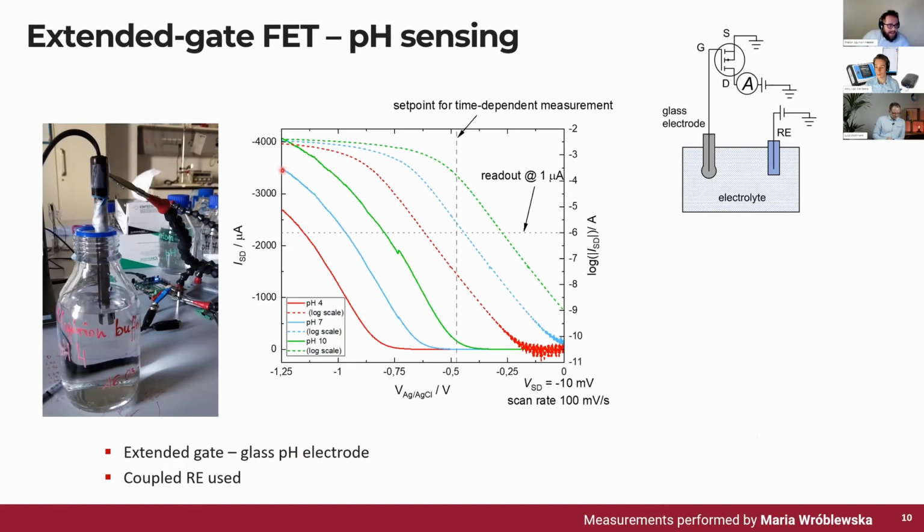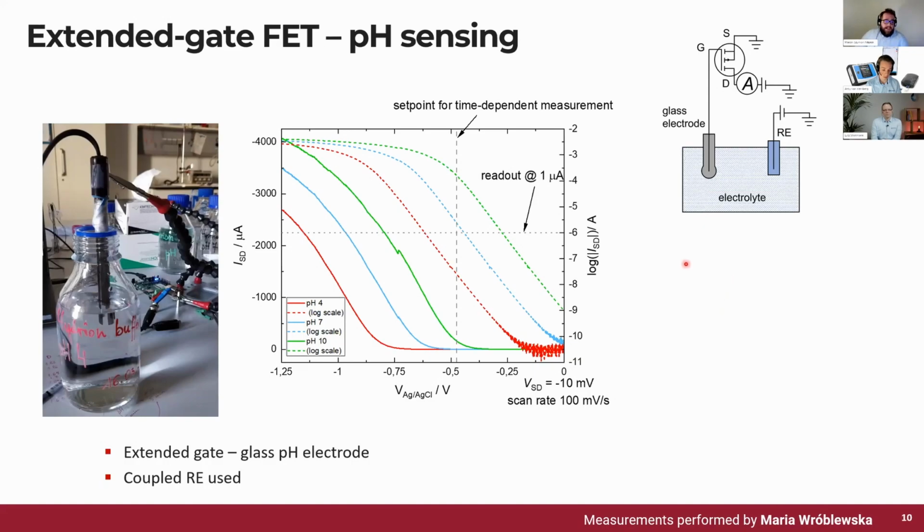On the left-hand side, the straight lines are the responses from 3 different pHs: pH 4, pH 7, and pH 10. And as you can see, the adsorption of different concentrations of protons changes the current-voltage characteristics of the MOSFET itself. On the right-hand side, you can see the scale in logarithm, and we can see the same curves, just in a logarithmic scale. Those are the dashed lines in here.